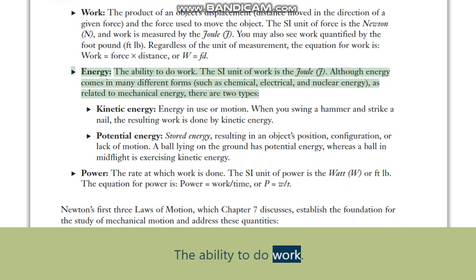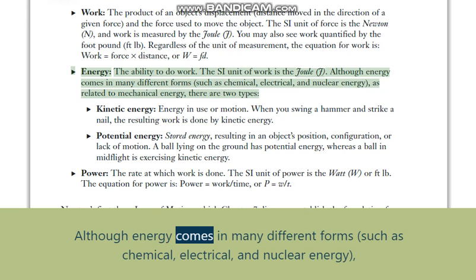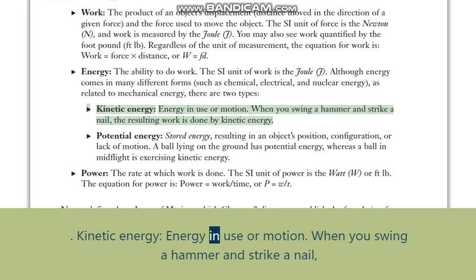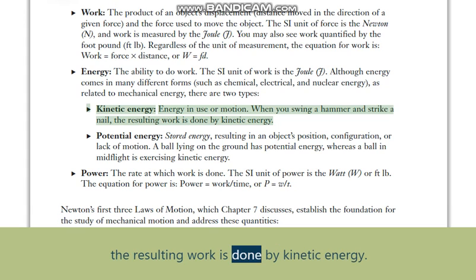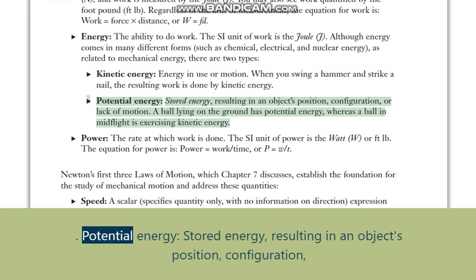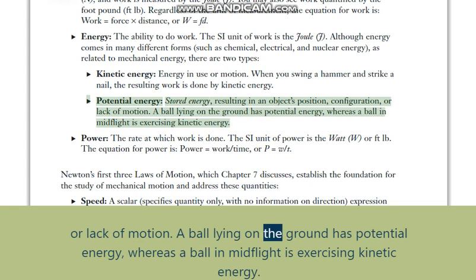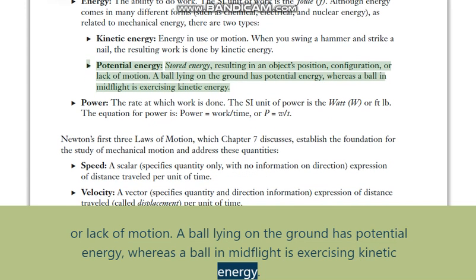Energy: the ability to do work. The SI unit of energy is the joule, J. Although energy comes in many different forms, such as chemical, electrical, and nuclear energy, as related to mechanical energy, there are two types. Kinetic energy: energy in use or motion. When you swing a hammer and strike a nail, the resulting work is done by kinetic energy. Potential energy: stored energy, resulting from an object's position, configuration, or lack of motion. A ball lying on the ground has potential energy, whereas a ball in mid-flight is exercising kinetic energy.